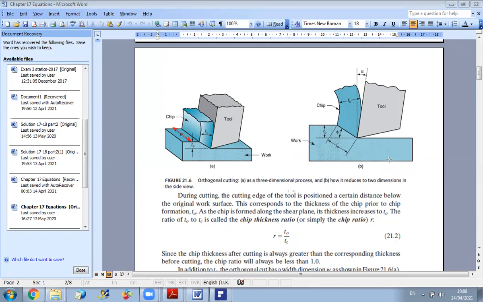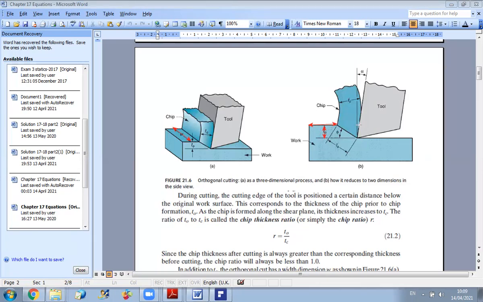In the 2D operation, the main variables are, first, when you have the depth of your tool in your work part, a difference between the level where you have the tool and the work part level. This is called the chip thickness, t0, which is the thickness of the chip prior to chip formation.